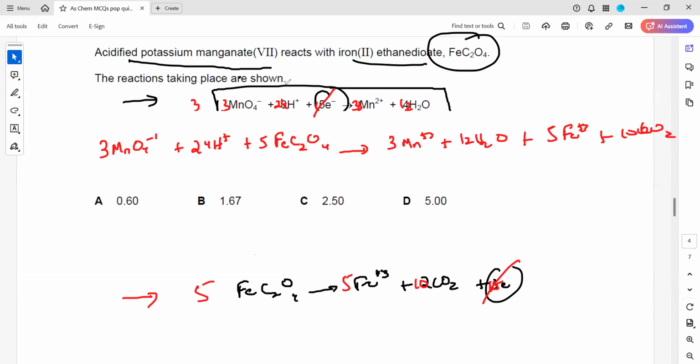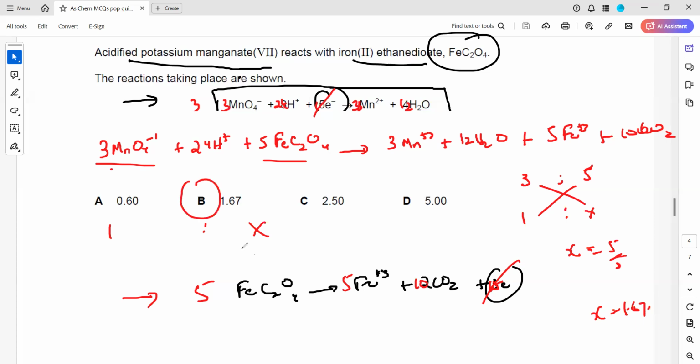And the question was, for one mole of potassium manganate, how many moles of iron(II) ethanedioate are needed? So the ratio is 3 is to 5, like 3 moles reacting with 5. If I have 1 mole, how many moles will there be? X. Because the ratio between potassium manganate and the iron(II) ethanedioate is 3 to 5. Cross multiply, so it will be 5 divided by 3, which is 1.67. So B should be the right answer. Is it clear, this one?